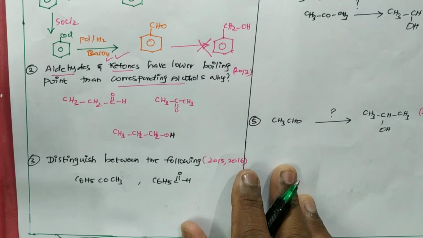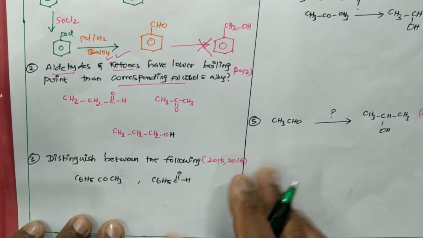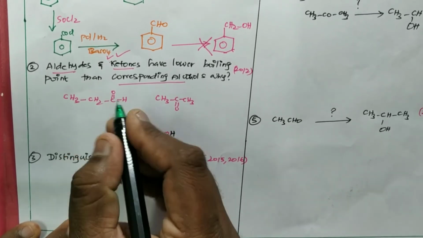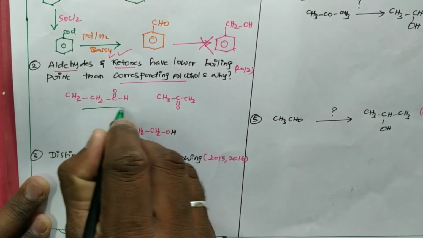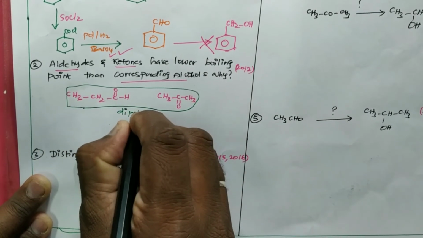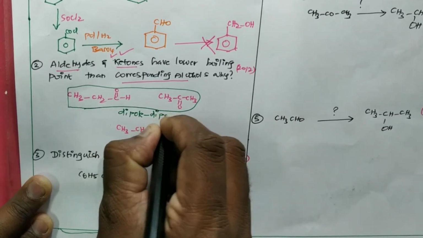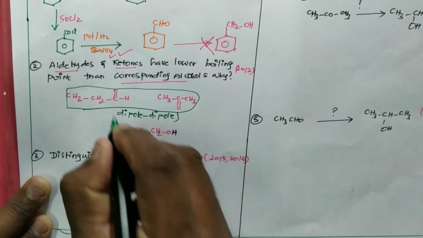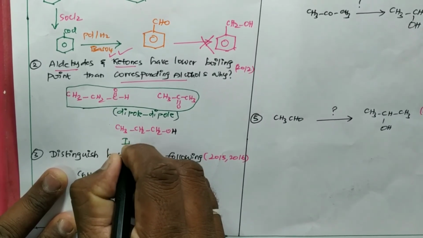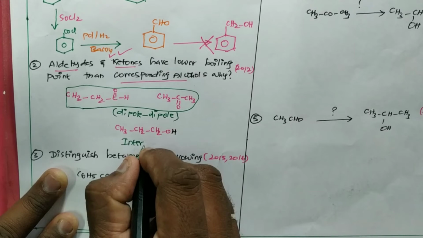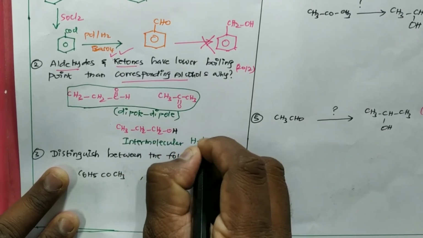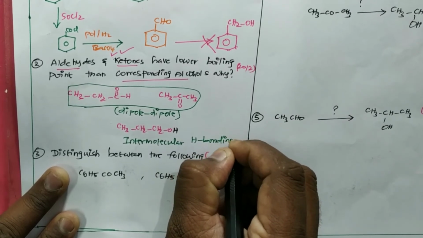According to the concept, as per molecular mass, almost the same molecular mass exists. But here, in both these cases, they have only weak dipole-dipole interaction. Are you able to understand, students? Dipole-dipole interaction is there. But in the case of alcohol, it has intermolecular hydrogen bonding, not intramolecular, it's intermolecular hydrogen bonding. Okay, are you able to understand, students?